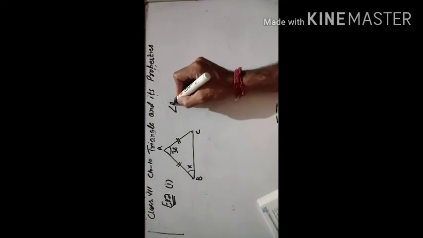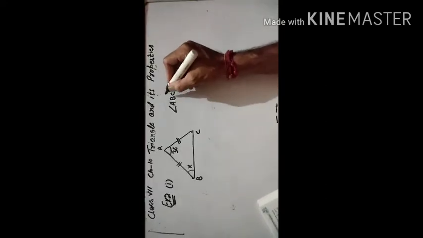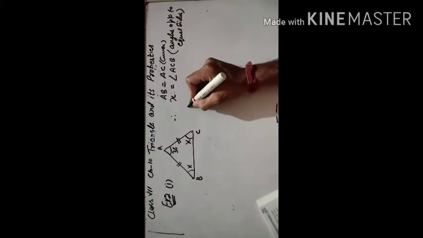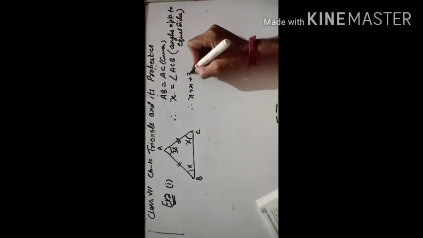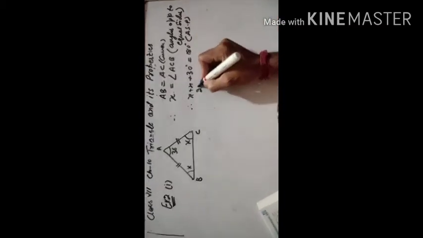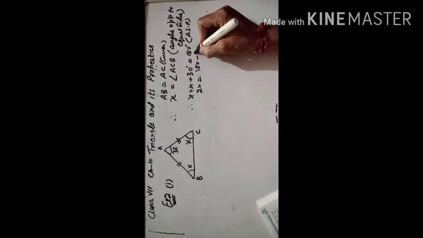Now angle ABC: first, AB is equal to AC, given. Therefore this angle ABC is x, equal to angle ACB. This angle is also x. Angles opposite to equal sides. Now therefore x plus x plus 30 degree is equal to 180 degree. Angle sum property, 2x is equal to 180 minus 30.